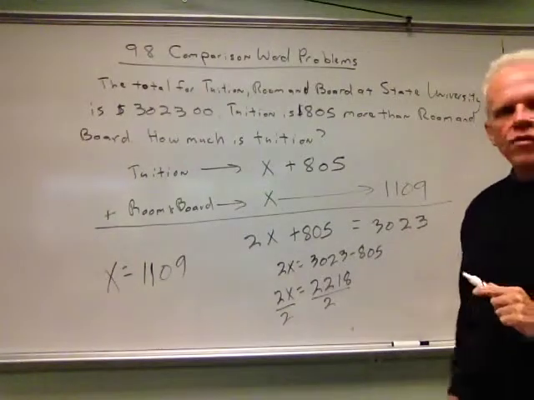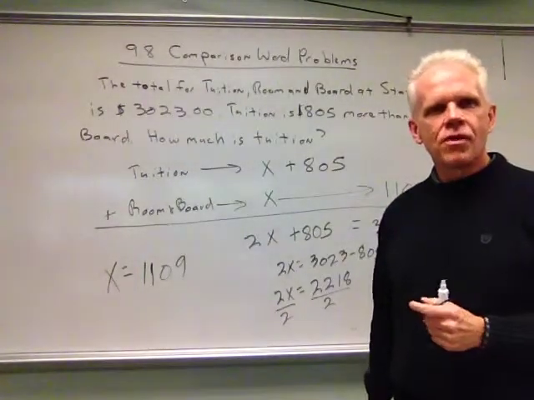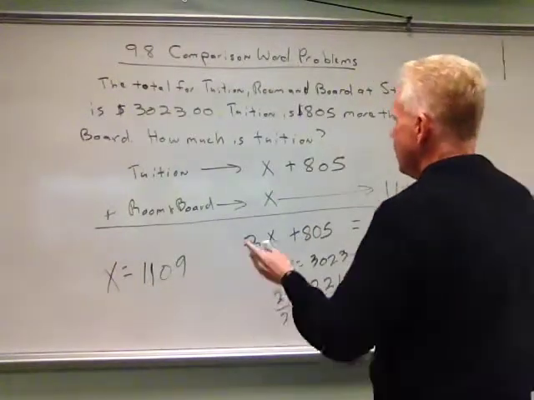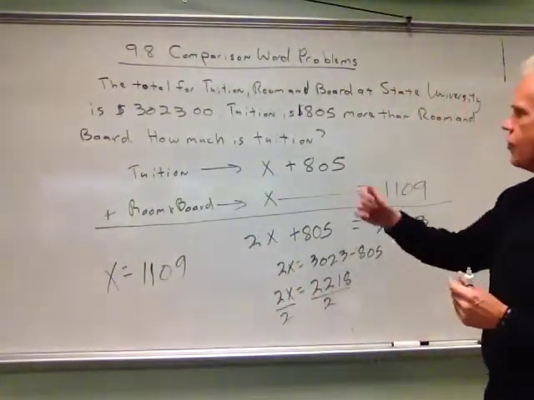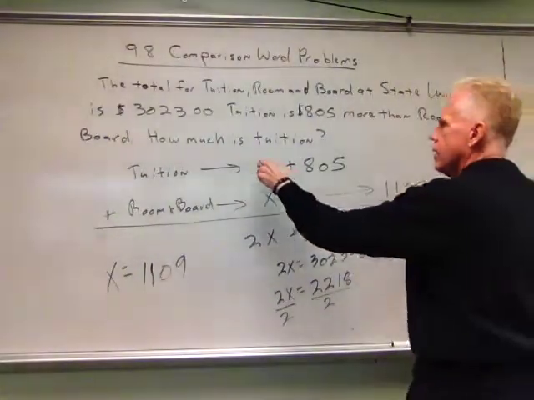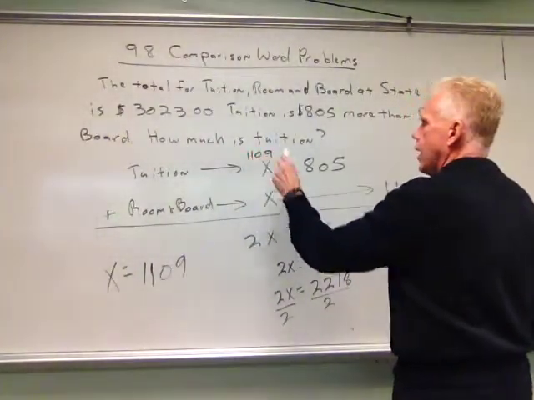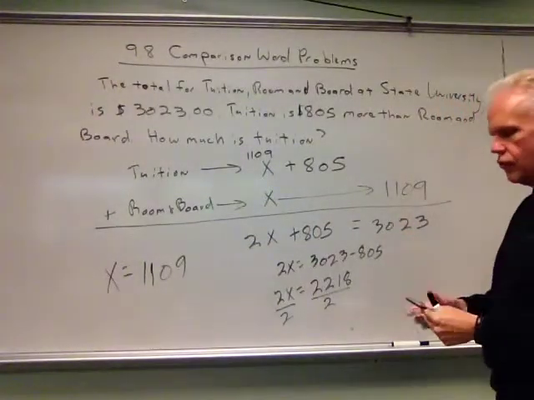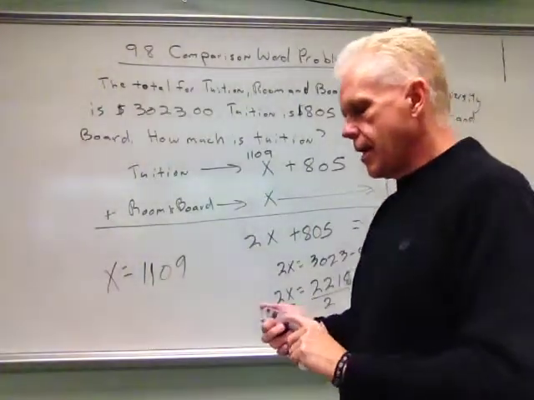But now what did the question ask? Remember our critical thinking? The question, remember, asked, how much is the tuition? So what if we take the 1109 and add 805 to it? Wouldn't that give us the tuition? Let's do that in our handy dandy calculator.